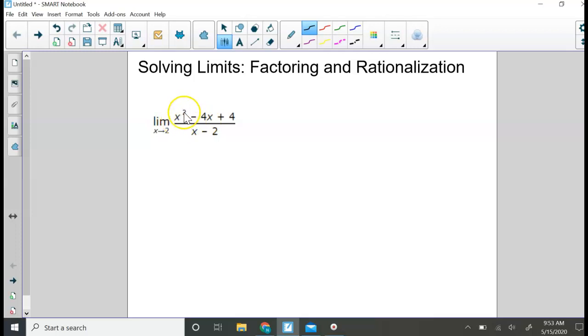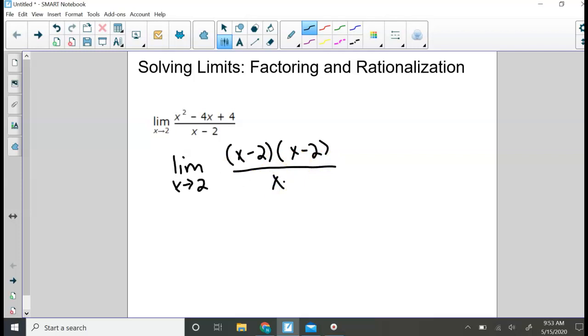And here 2 squared is 4 minus 4 times 2, which is 8, so that would give you negative 4, plus 4, that equals 0. And then, of course, 2 minus 2 is also 0. So direct substitution gives you 0 over 0. So that tells us that we need to do something to simplify this. So I'm going to do the limit as x approaches 2. I'm going to factor the numerator into x minus 2 times x minus 2. And that'll be over x minus 2.